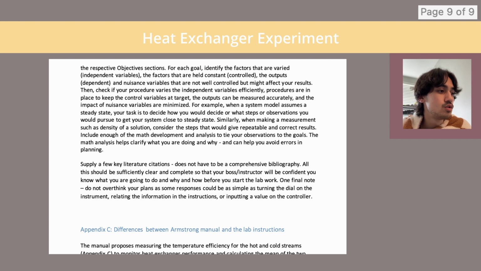For example, when a system model assumes a steady state, your task is to decide what steps or observations you would pursue to get your system close to steady state. Similarly, when making a measurement such as density of a solution, consider the steps that would give repeatable and correct results. Include enough of the math development and analysis to tie your observations to the goal. The math analysis helps clarify what you are doing and why, and can help you avoid errors in planning.